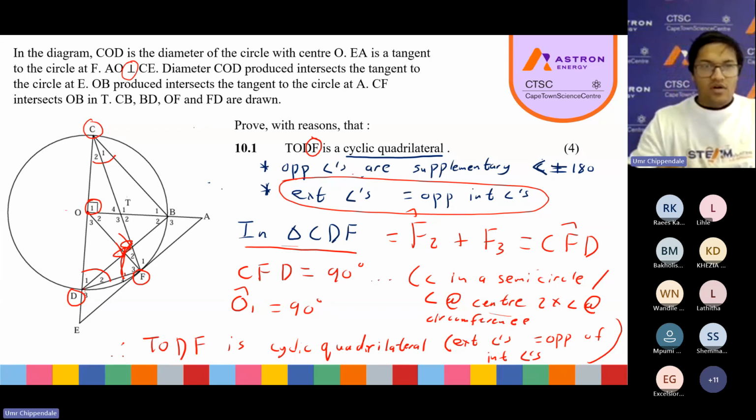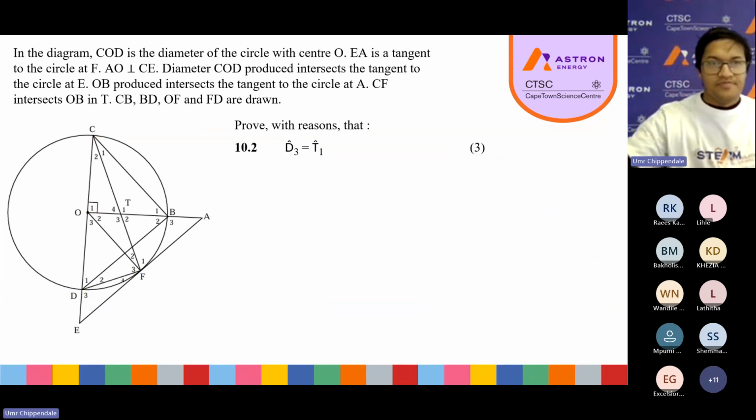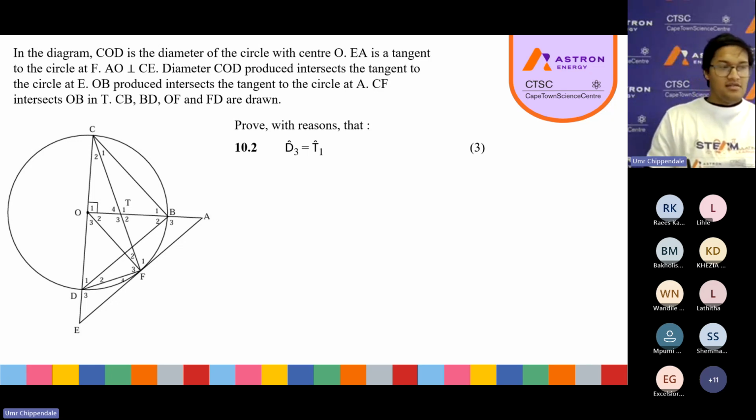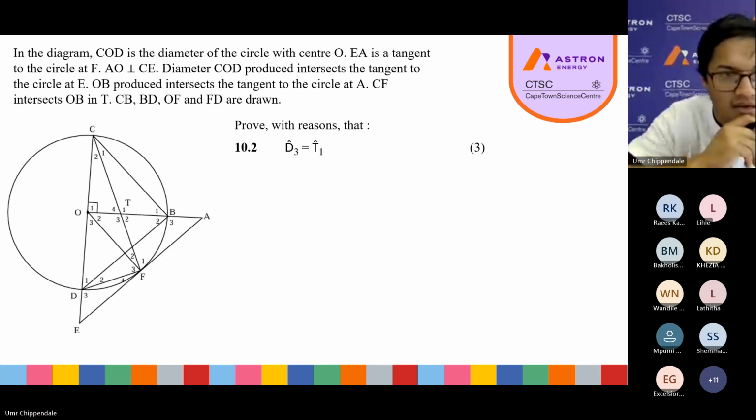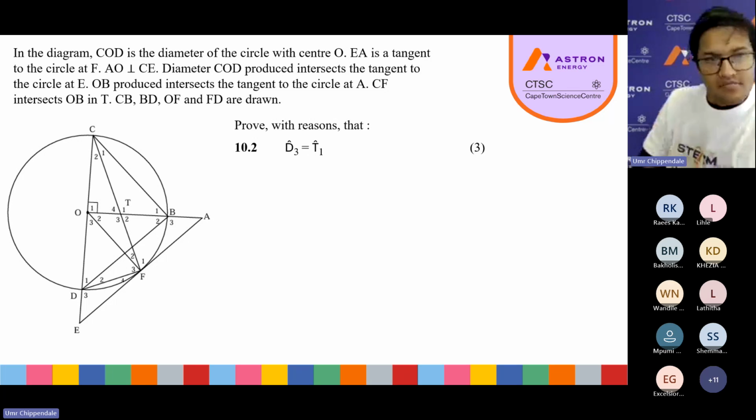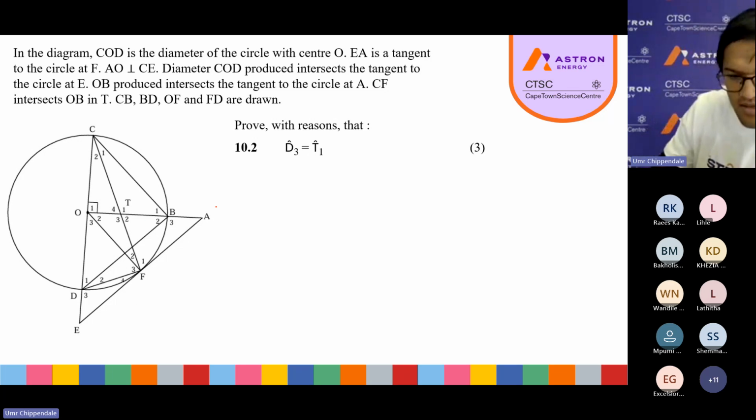Good. Now we move on to 10.2. Prove with reasons that angle D3 is equal to angle T1. So in this particular case, let's look. Okay, there we go. We need to prove that D3, which is what we find over here, is equal to T1, which is this over here. So, okay, there's various ways that we can think about this.